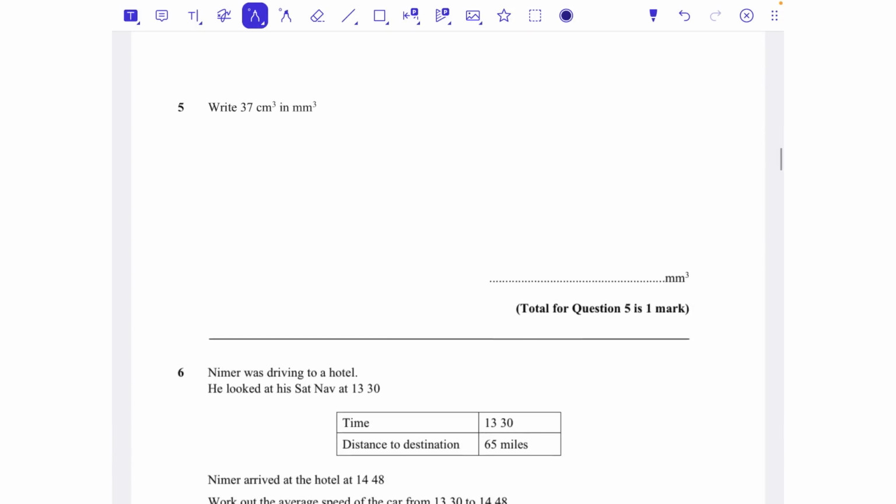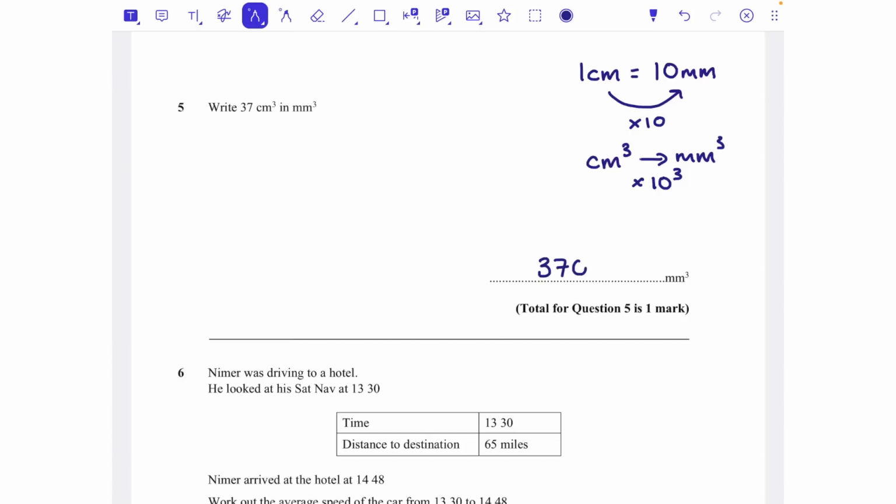Question number 5. Write 37 centimetres cubed in millimetres cubed. 1 centimetre is equal to 10 millimetres. So normally, if I'm going from centimetres to millimetres, I would times by 10. But I'm not going from centimetres to millimetres, I'm doing centimetres cubed to millimetres cubed, in which case I need to times by 10 cubed, which means times by 10, times by 10, times by 10. So it's not going to be 37, we need to times by 10, times by 10, times by 10. So the answer is 37,000.